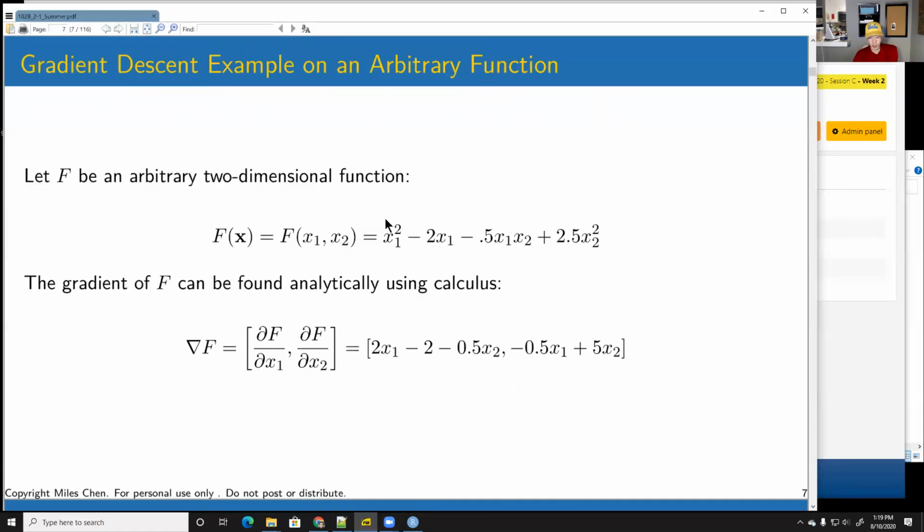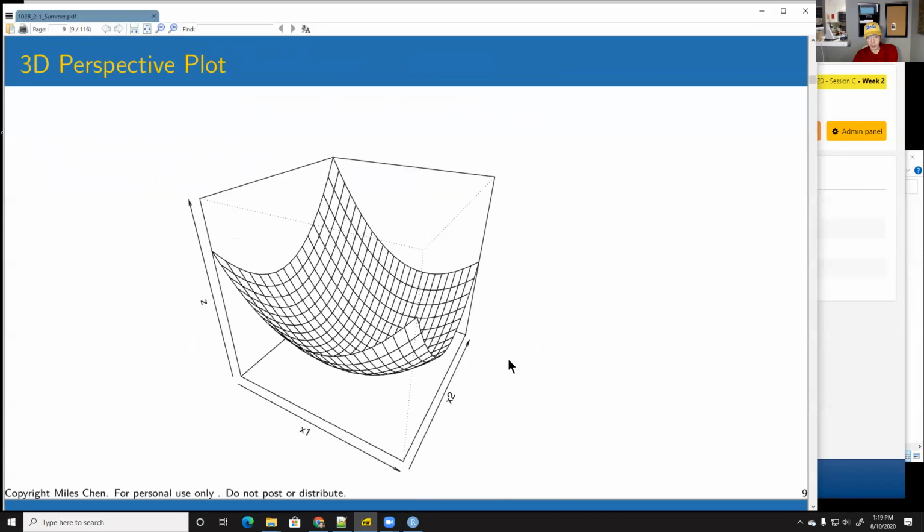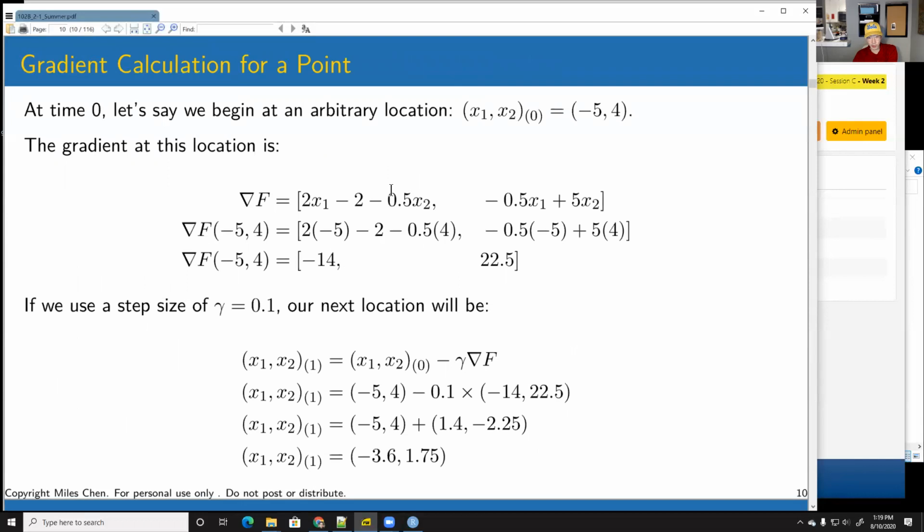Okay. So remember, here's the two-dimensional function. I took the derivative with respect to x1. The partial with respect to x1 is over here. The partial of this with respect to x2 is over here. And then now I'm just plugging in -5 and 4 into the partial with respect to x1, and I get -14. I plug in those values, and I get the partial with respect to x2, and we got this. All right. And so this is my gradient, okay?